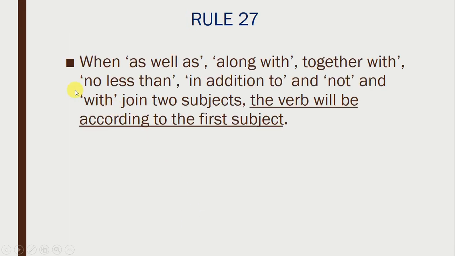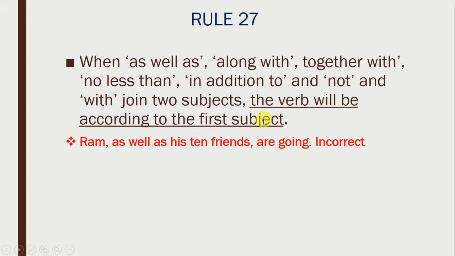Next rule. Okay, whenever words like as well as, along with, together with, no less than, in addition to, not, with come and they are joining two subjects, then the verb, look, this is a very confusing one, that most of my friends ask me what the verb should be when we are using these words, as well as, along with. When we are not comparing, we are just joining the two subjects, then what should be the verb? So whenever you are joining two subjects using these words, as well as, along with, together with, no less than, in addition to, not, with, then the verb will always be according to the first subject.